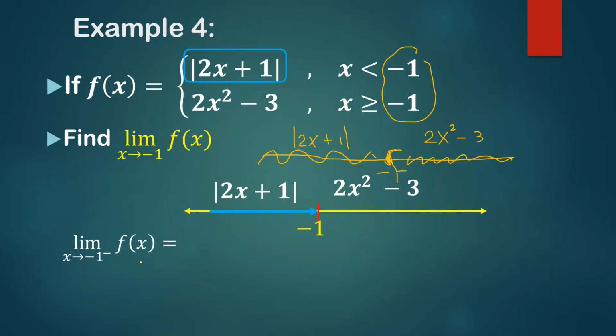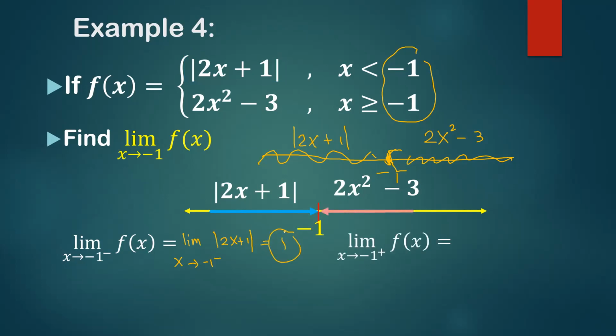Okay? So, we have limit of absolute value of 2x plus 1 as x approaches negative 1 from the left. This will be negative 2 plus 1. Negative 2 plus 1 is negative 1, pero getting the absolute value, that will be positive 1. So right side naman, we will be considering this behavior of our graph, okay? So ito yung gagamitin nating definition ng ating function.